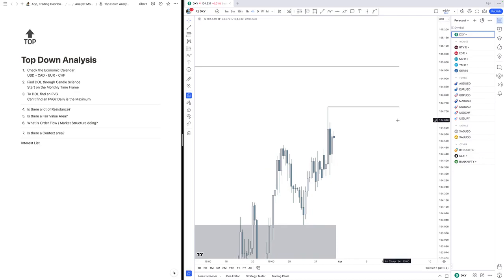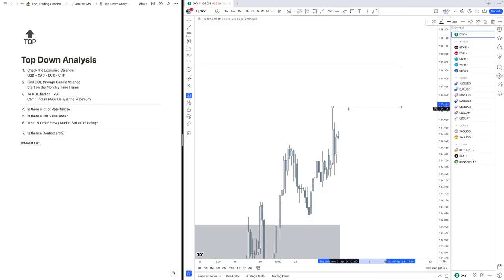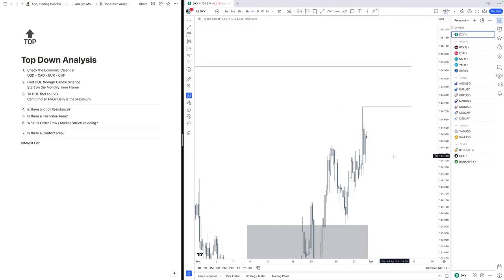The draw on liquidity right here for the dollar is quite clear, I would argue. It's quite a clear draw on liquidity. I think I can confidently say we will trade back into that premium array and that premium array as well. Is there a clear narrative? Is there a clear area, a clear discount array, where we are going to continue higher from? No, not yet. So that also leads to the understanding there is no clear context area just yet.